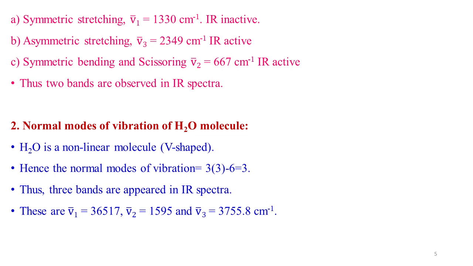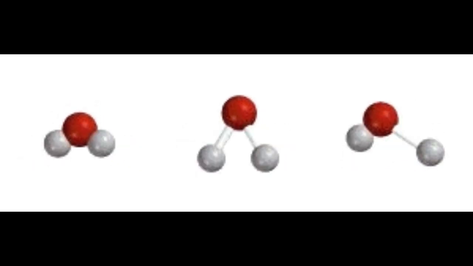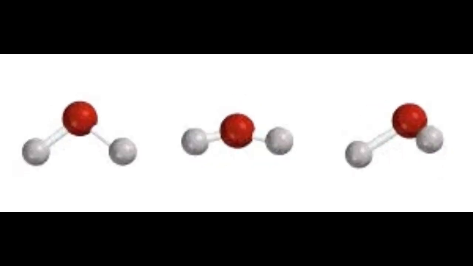Next, normal modes of vibration of the water molecule. Water is a non-linear molecule, that is a bent, V-shaped molecule. So the normal modes of vibration can be calculated using the formula 3n minus 6. The number of atoms here is again 3, so 3 into 3 minus 6 is equal to 3. So 3 bands appear in the IR spectra. Nu bar 1 is equal to 3651.7 per centimeter, nu bar 2 is equal to 1595 per centimeter, and nu bar 3 is equal to 3755.8 per centimeter.